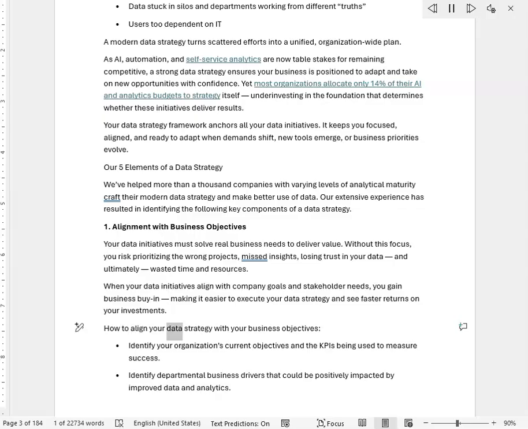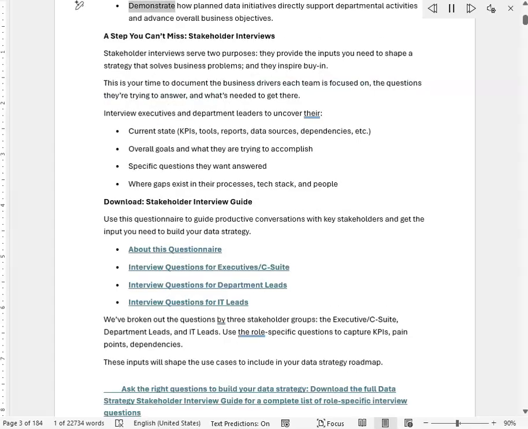How to align your data strategy with your business objectives. Identify your organization's current objectives and the KPIs being used to measure success. Identify departmental business drivers that could be positively impacted by improved data and analytics. Demonstrate how planned data initiatives directly support departmental activities and advance overall business objectives.